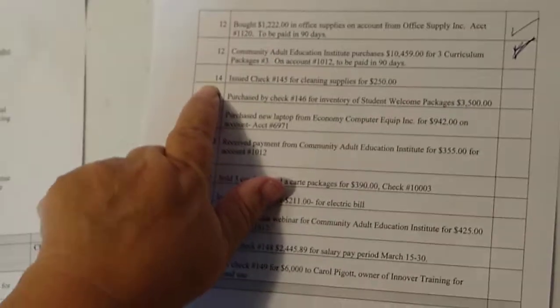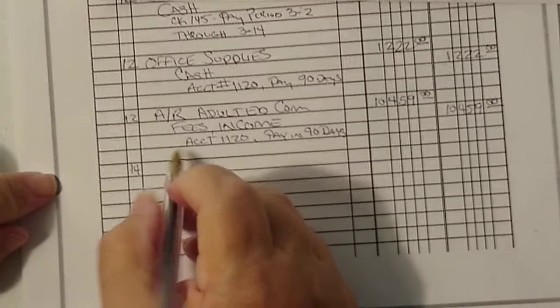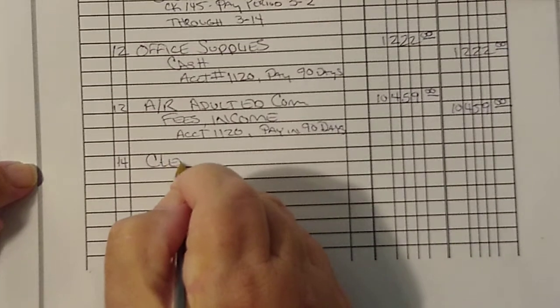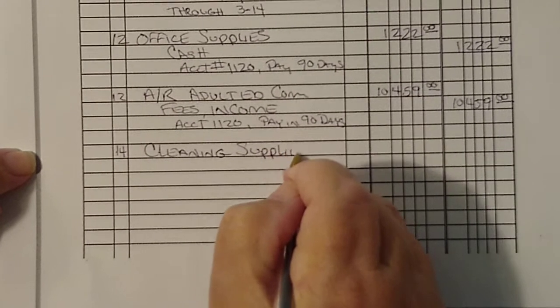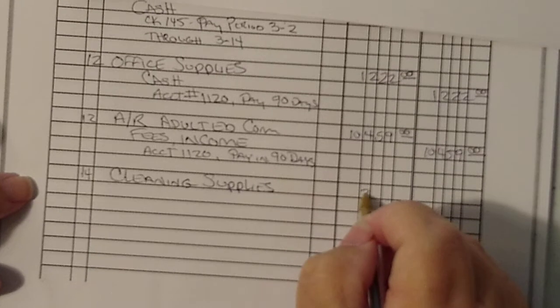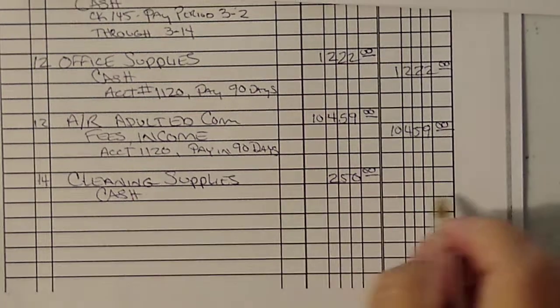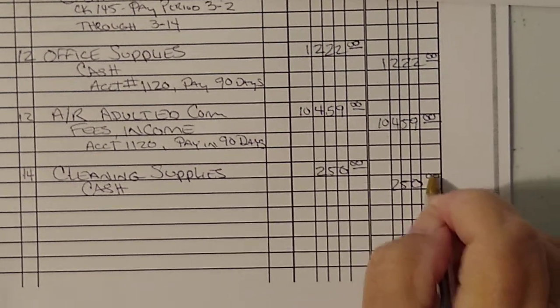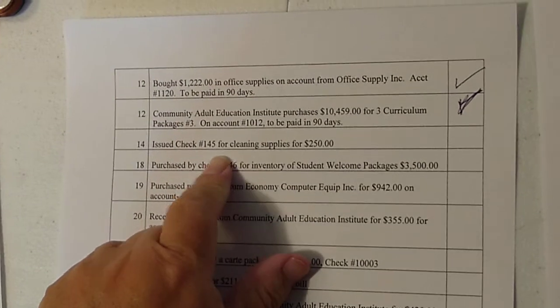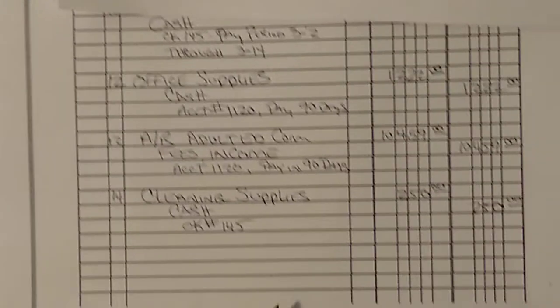Okay, over here to our journal. The date was the 14th. We debited our cleaning supplies $250. We credited our cash. And that was check number 145. Easy peasy.